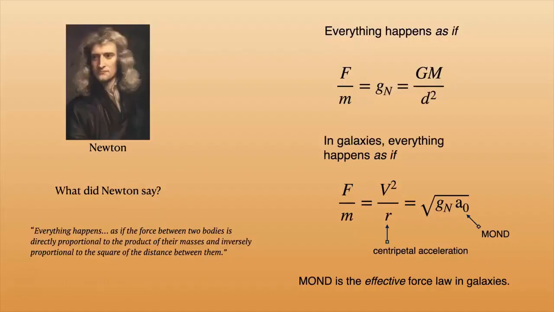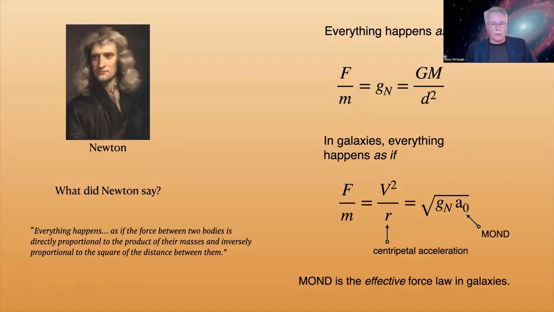All right, so I should try to wind up a little bit. Let's go back to what Newton said, because I get complaints all the time from my colleagues: "Oh, you're abandoning Newton." I would say no. What Newton said was that everything happens as if the force between two bodies is directly proportional to the product of their masses and inversely proportional to the square of the distance between them. His famous inverse square law of gravity.